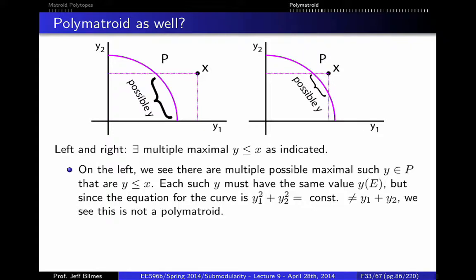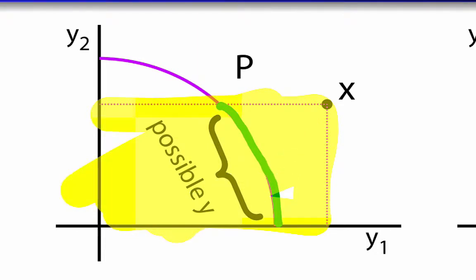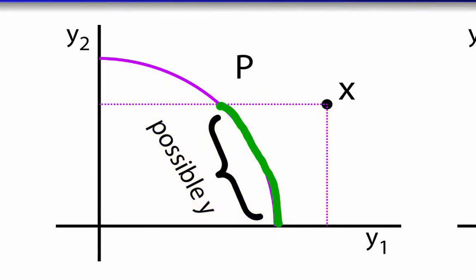And the reason why this is not a polymatroid is because, let's zoom in on the left-hand side, just in case this isn't clear. These are all the maximal independent subvectors of X. They're subvectors of X because they're in this whole region here. And then they're maximal because they're at the border of P. And if you move either to the right or up, you're no longer in P.